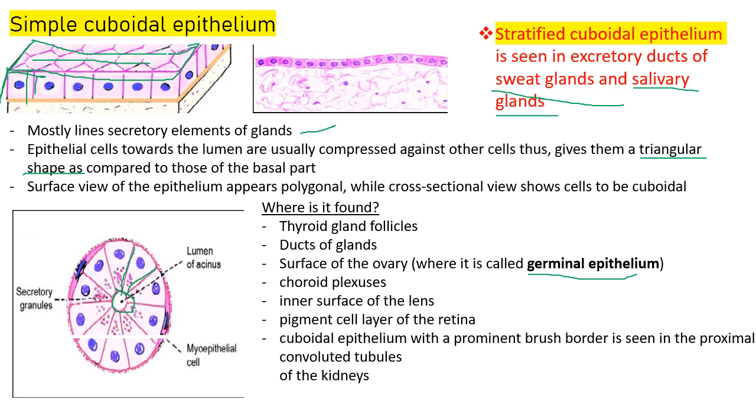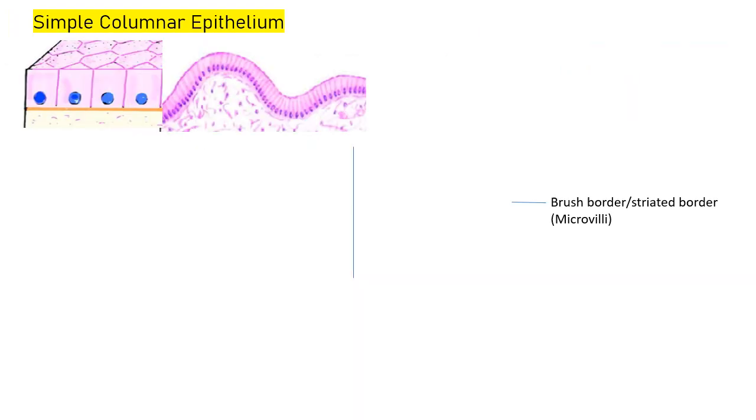So usually this is glandular. This is usually found in glands. Okay, we proceed. Then let's look at simple columnar.